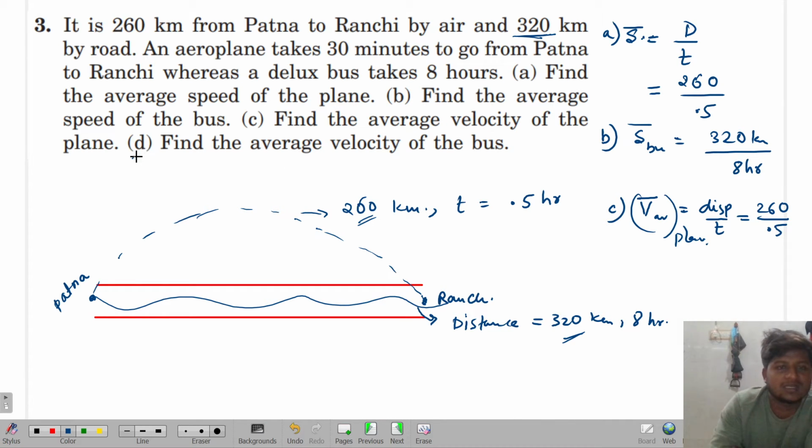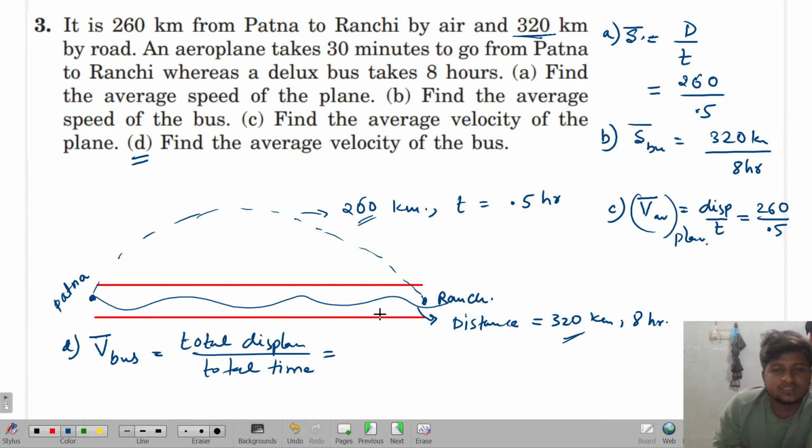But then there is a last question. What is the average velocity of bus? So average velocity of bus will be different. What that will be? Okay, correct. Average velocity of bus is going to be how much? See this. This particular bus is taking this longer path or not? Means bus is taking longer path, but we know that velocity is what? It is total displacement by total time taken. So the displacement between this longer path is how much? 260 kilometer. But what is the time taken by the particular bus? 8 hours. So 260 kilometer by 8 hour is going to be the average velocity of bus.